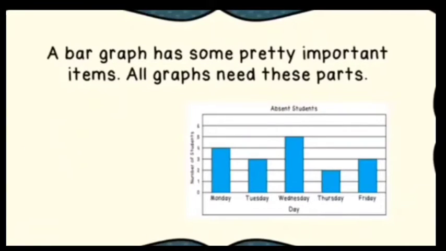Once you observe the pictures, a bar graph has some pretty important items. All graphs need these parts. Once you observe, the first one is the title of the graph. Then the students, and the scale. This is the scale, where the numbering is. That one is called the scale.